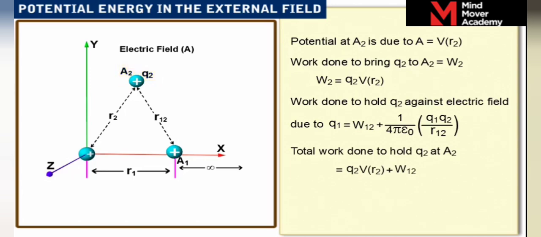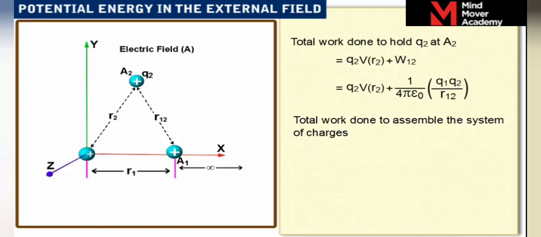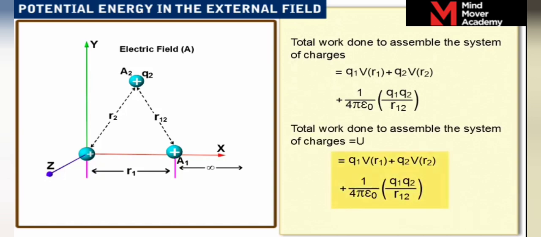Substituting the relation for W12, we have total work done is equal to Q2 into V2 plus 1 by 4 pi epsilon naught Q1 Q2 by R12. The total work done to assemble the system of charges in the external electric field is equal to Q1 into V1 plus Q2 into V2 plus 1 by 4 pi epsilon naught into Q1 Q2 by R12, which is the electrostatic potential energy in the system of charges.